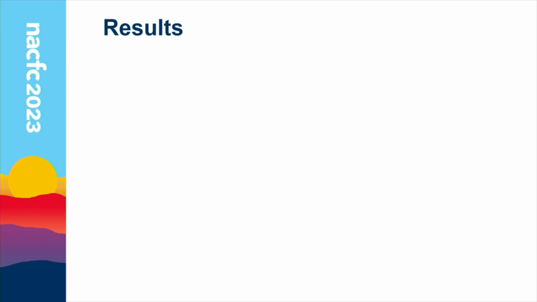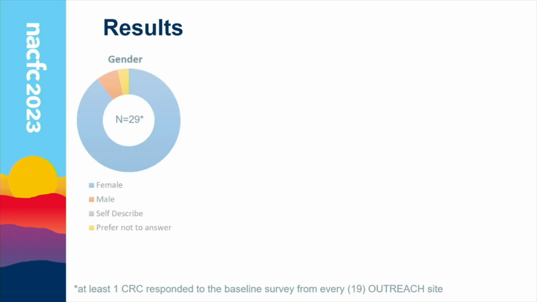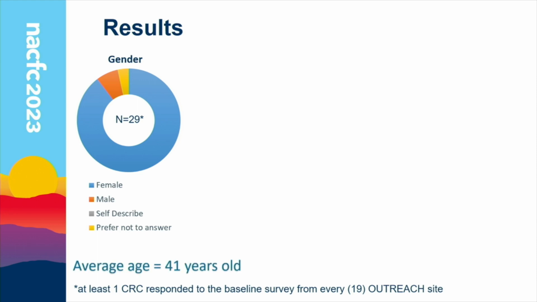All right, so I'm going to walk you through some of the demographic data from the baseline survey now. So there were 38 baseline surveys that were sent out to the CRCs, and 29 responded. So 26 respondents were female, so it's 90% of the respondents, and 2 were male, and 1 preferred not to answer. The average age was 41, with a standard deviation of about 12.